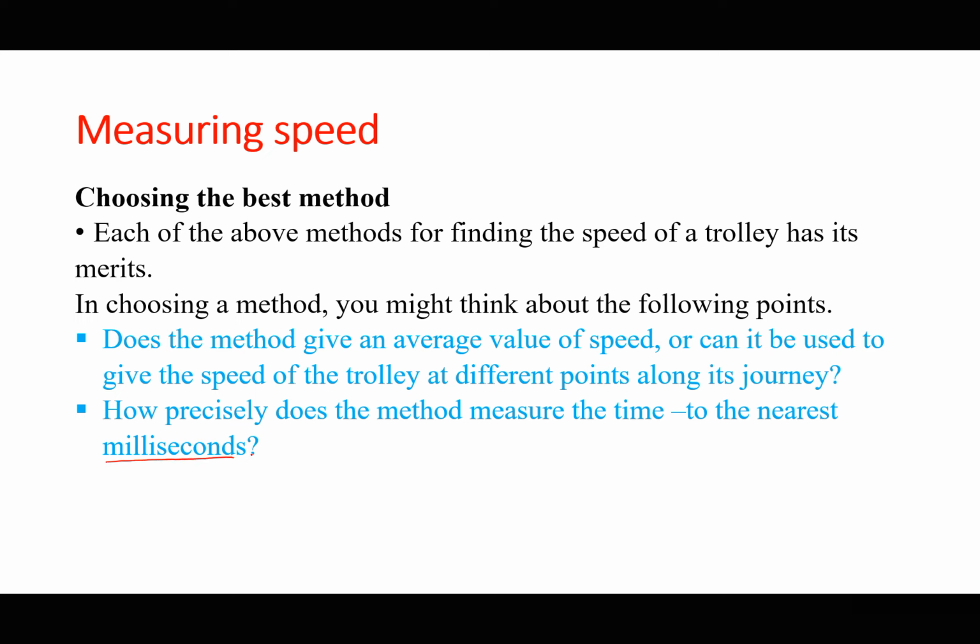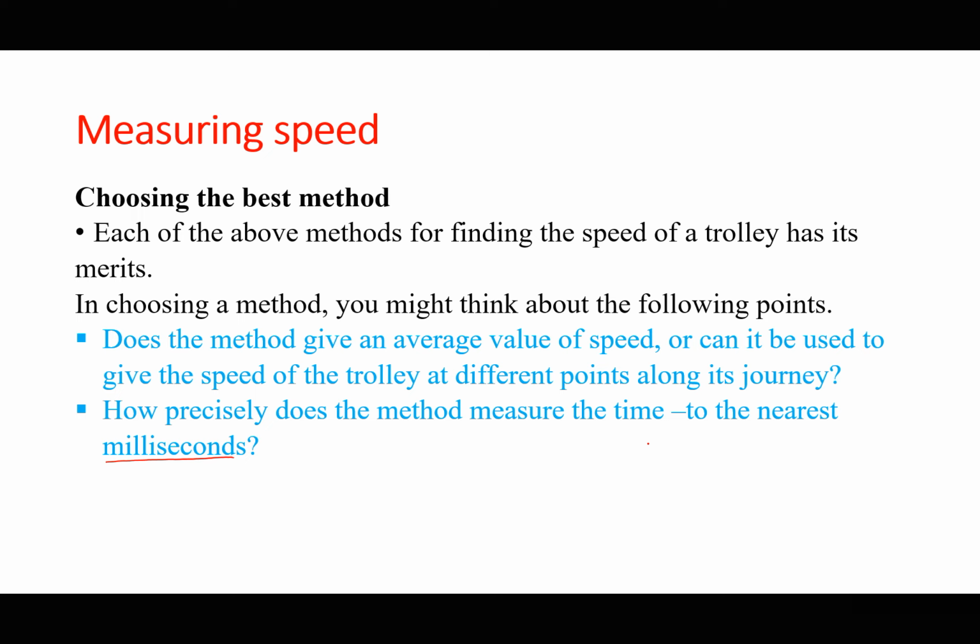If the distance considered is extremely small, then a stopwatch may not be a good choice for measuring time because there is a reaction time of a normal human being which may cause a lot of delays. So if the distance to be moved is very short or very small, you need a light gate or you need an automated method of determining time to give you a more accurate value of time. So how precise does the method measure the time, to the nearest millisecond?